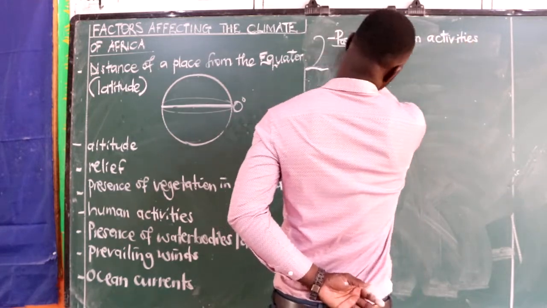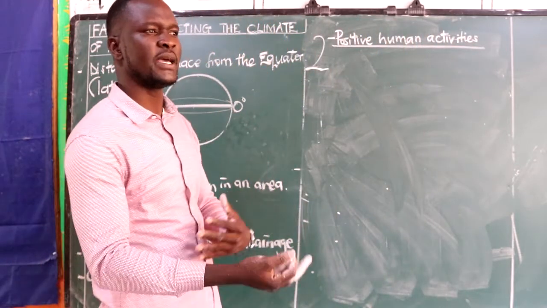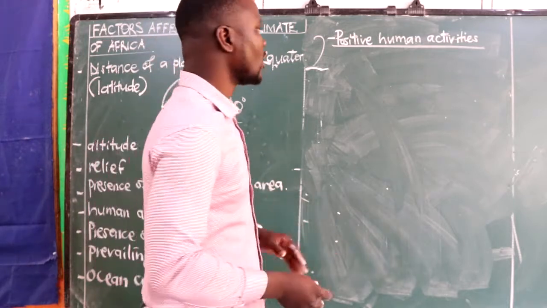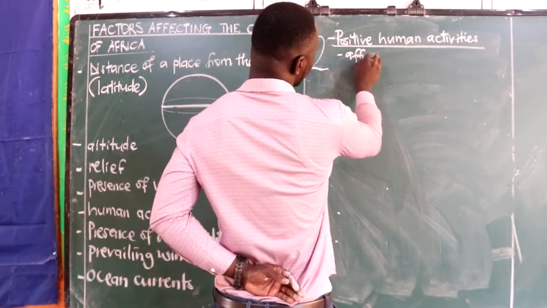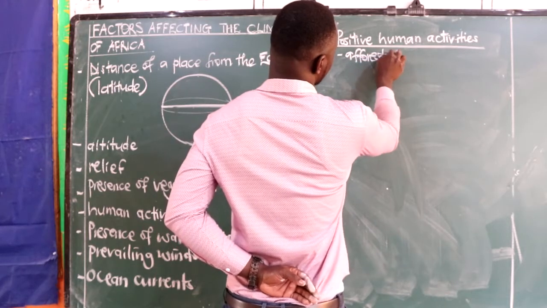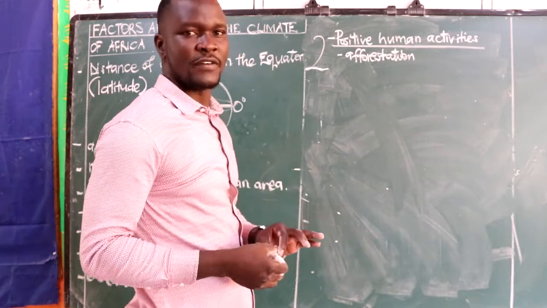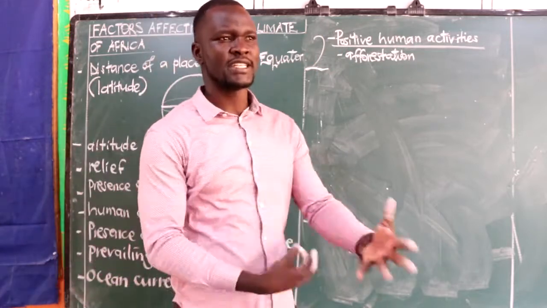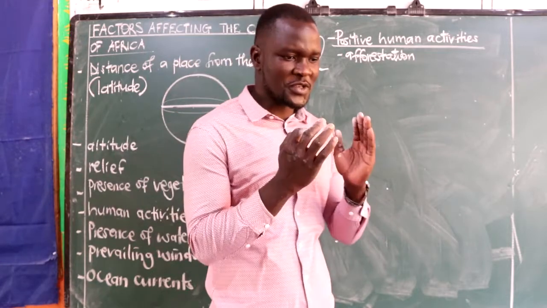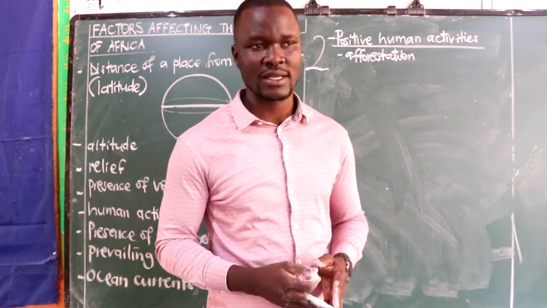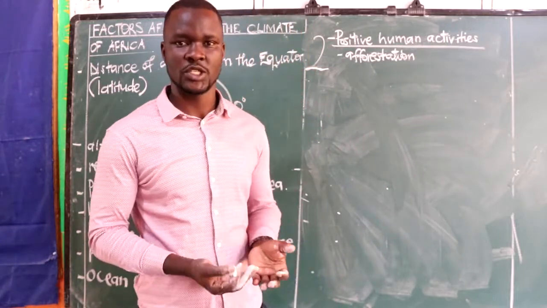Now, what are the examples of these kind of activities? We are saying the ones which will make the climate look good. Which means, if a man grows trees, we call it afforestation. Planting trees where they do not exist. So you'll find that these trees that this person plants will later on help in rain formation when they establish.